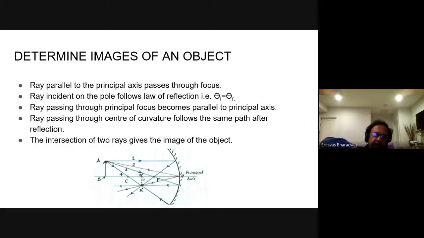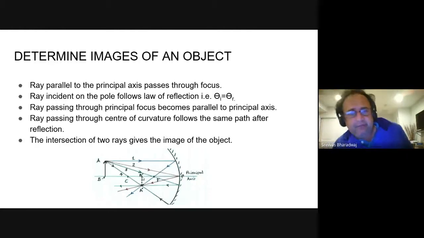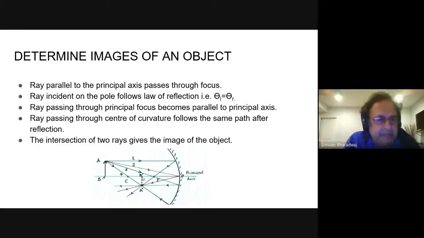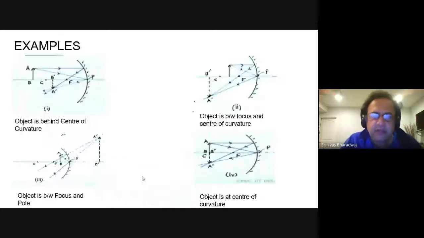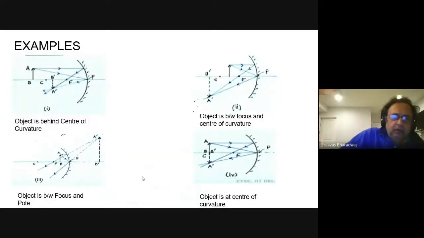If this is A, this is A prime. If this is B, this is B prime. So it will form an inverted image in a concave mirror. In a concave mirror, you have an inverted real image formed. Okay. Now, if the object is behind the center of curvature, then you will have a real, inverted image.